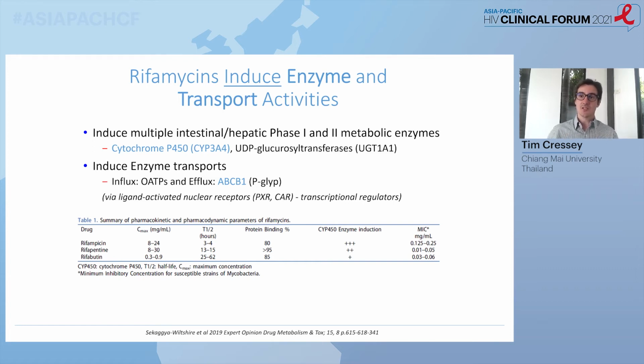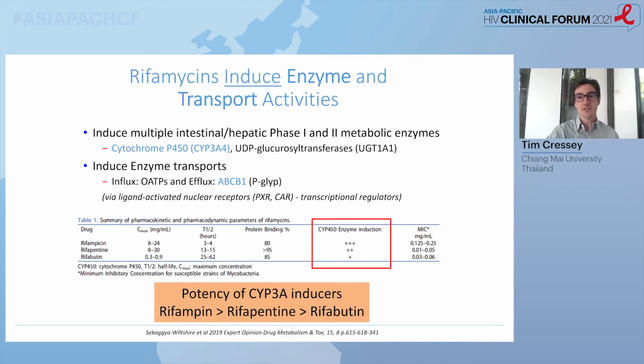However, each of the drugs' ability to induce enzymes or drug transporters is different. Rifampicin is seen, in terms of CYP450 enzyme induction, to be the strongest, and then rifapentine and rifabutin. So depending on which drug you give, the impact on the enzymes may depend on the drug and what drug is given with it. But generally, rifampicin is a stronger inducer than rifapentine.